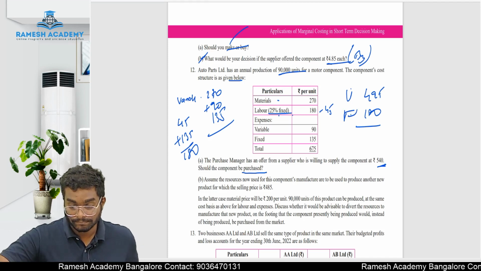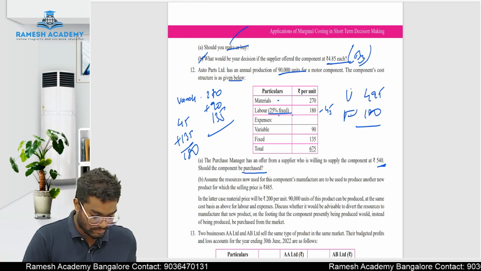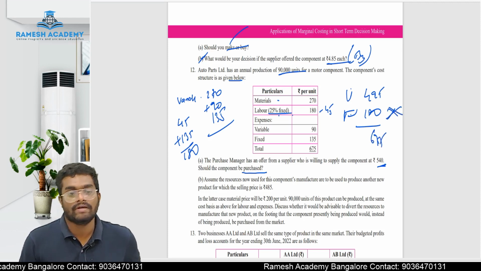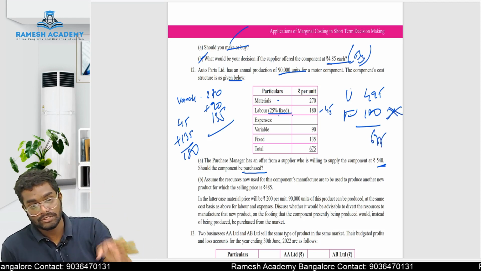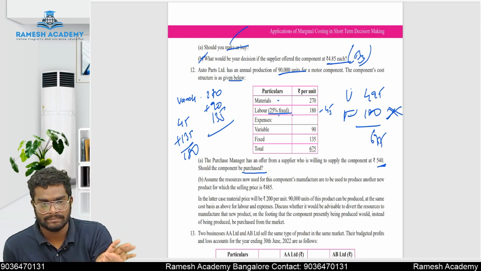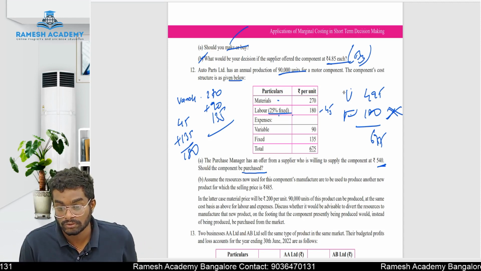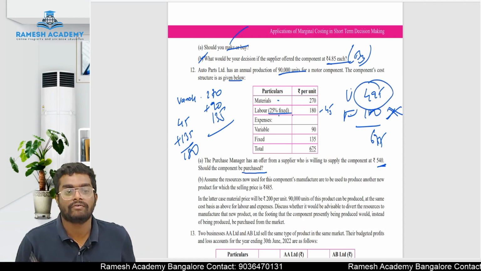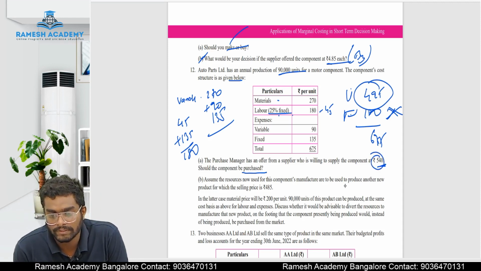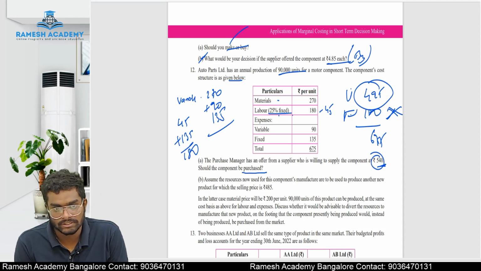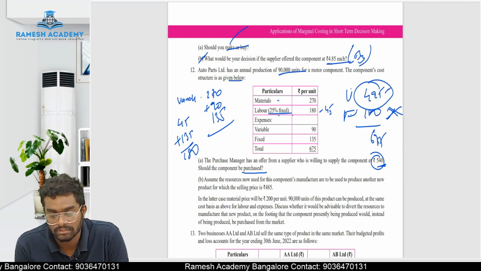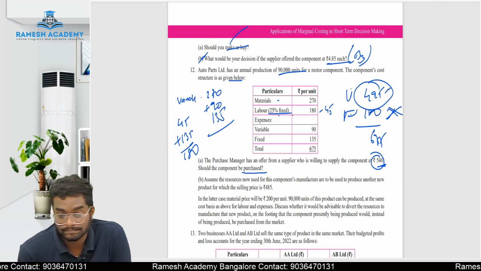So 495 plus 180 is 675. As I told in the previous question, you should never consider fixed cost, because whether you buy from outside or produce inside, the fixed cost will be the same. There is no difference in the fixed cost. That's the reason while making a decision we have to take only the variable cost. In the market they are providing it at 540, and I have to incur the fixed cost inside also if I do not produce. That's the reason I will make it in-house, because the variable cost is 495.